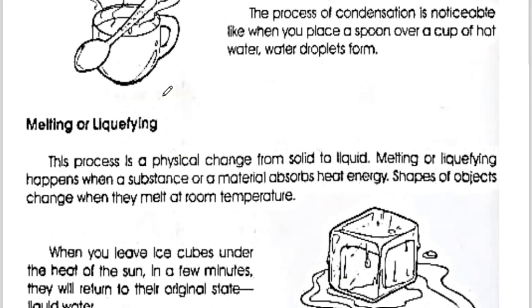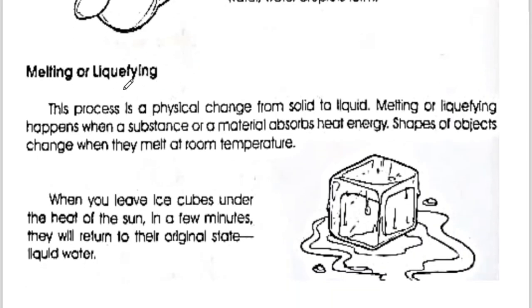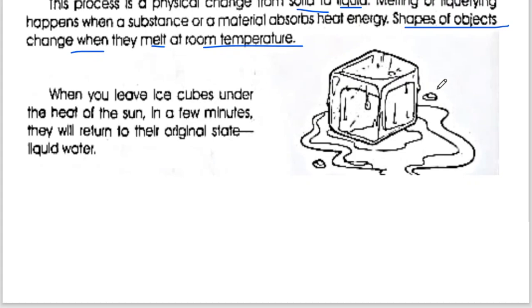Next, melting or liquefying. This process is a physical change also, from solid to liquid. Melting or liquefying happens when a substance or a material absorbs heat energy. Shapes of objects change when they melt at room temperature. So, as you can see, we have our example here, ice cubes. Ice is a solid, and then changes into liquid.